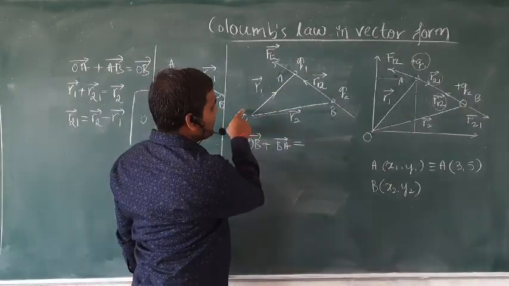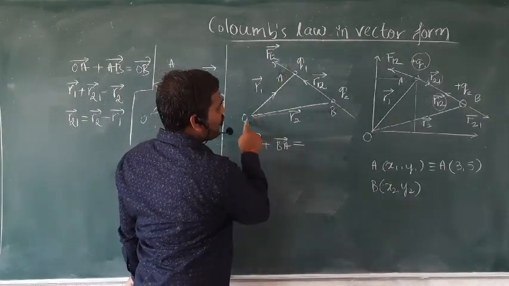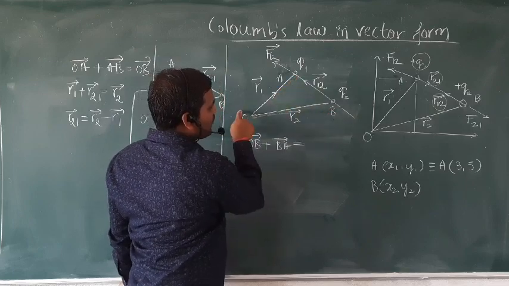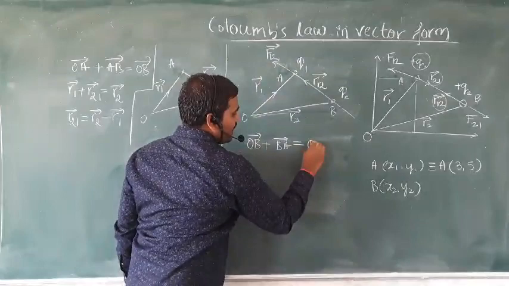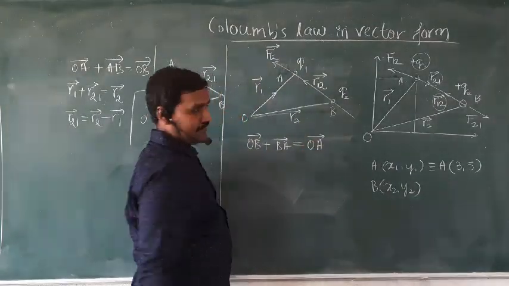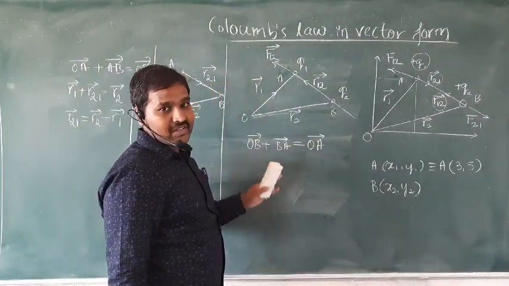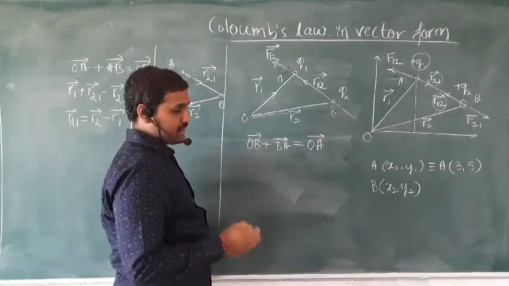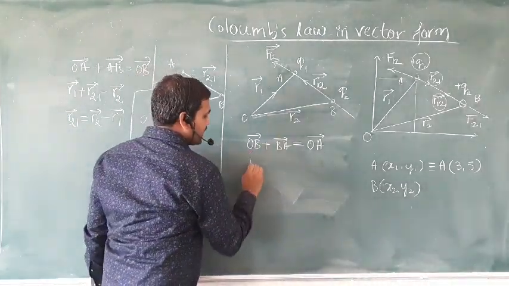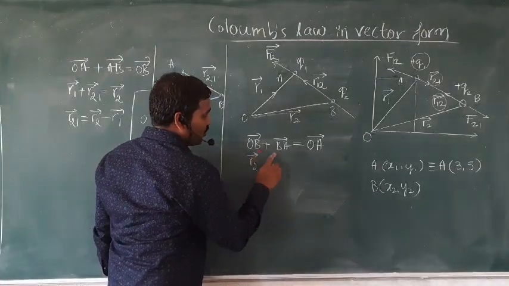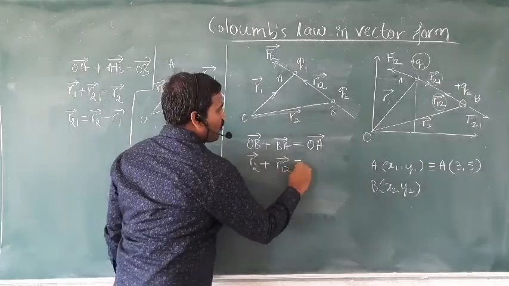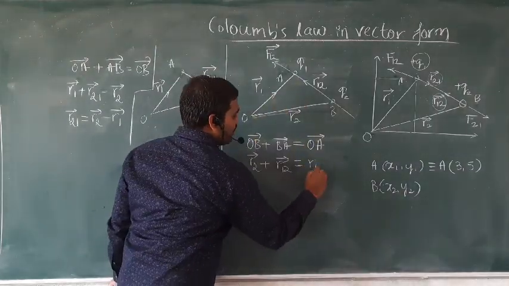So you can clearly see here, we went from O to B and then from B to A. Instead of A to O, the opposite direction is O to A. So I can write it like this. Is it clear? We have learned this in first year, under the concept of addition of vectors. OB is vector R2, BA is vector R12, and OA is vector R1.